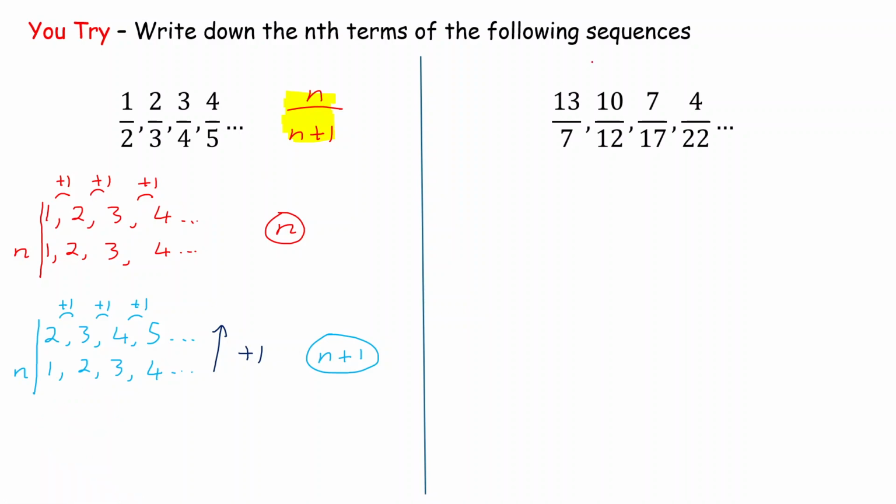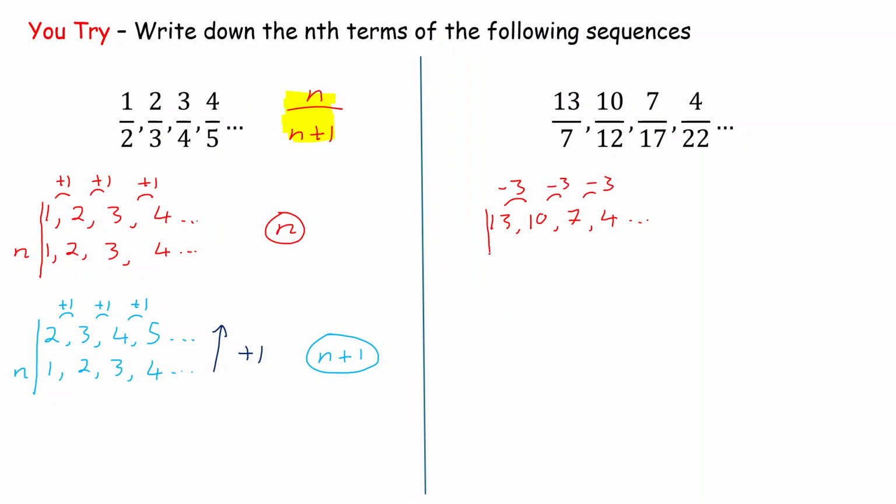Okay, the second one. Let's consider this sequence again, looking at the top first. We're going down this time. Let's write it out again here. So let's write it out as 13, 10, 7, and then 4, so on and so forth. And here we're decreasing by 3 each time, going down by 3.